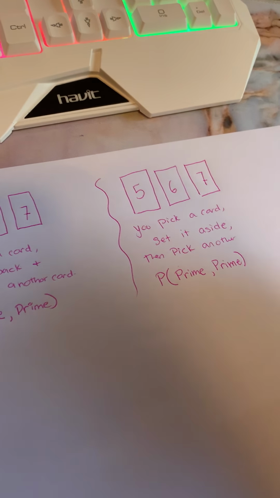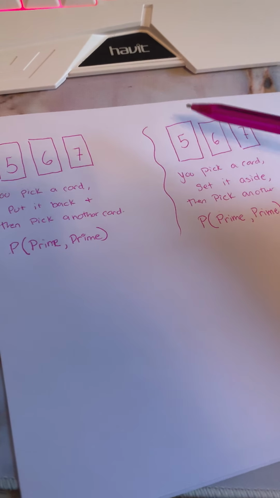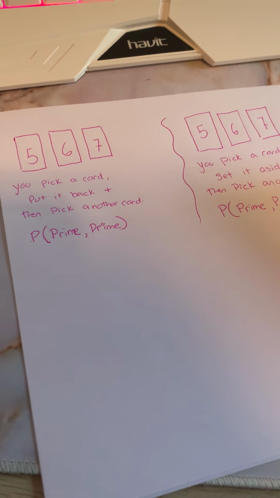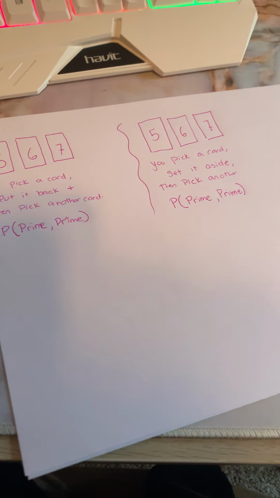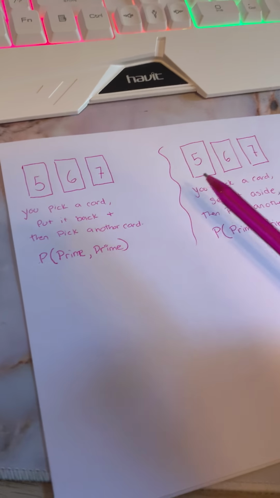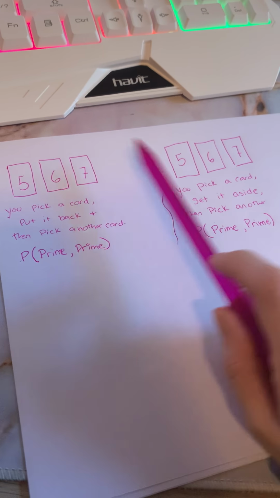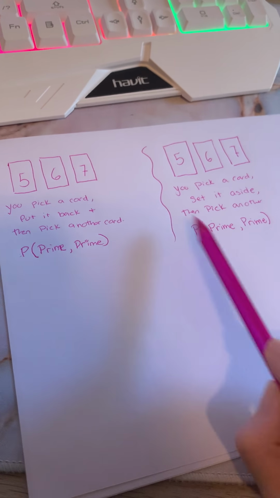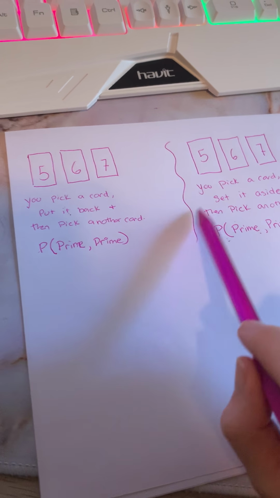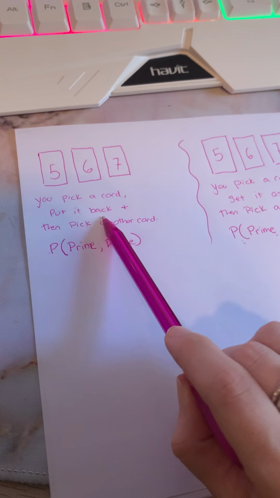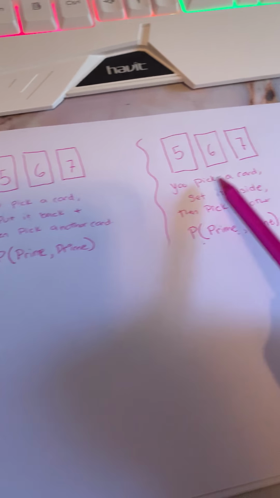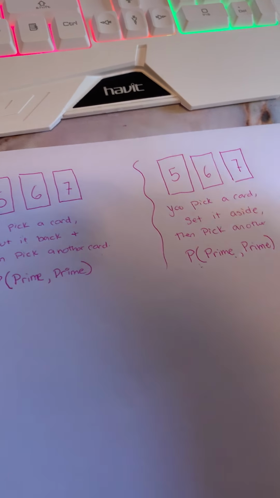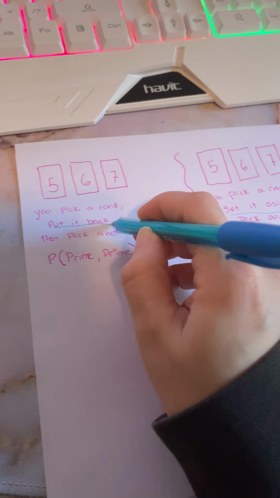So I just wanted to do a couple more examples of finding the probability of independent and dependent things. So what I did here is I took an example. It looks the same. It's got the same three cards in both of them. It's both the probability of a prime and then a prime. The difference is this middle part here. This first one says you pick a card, put it back, then pick another card. Second one, you pick a card, set it aside, and then pick another one. So that difference here is the putting it back versus setting it aside.